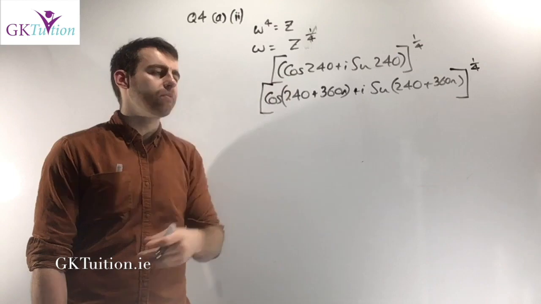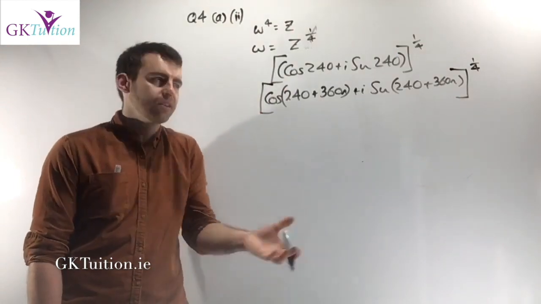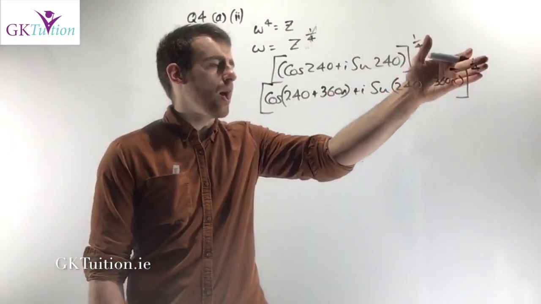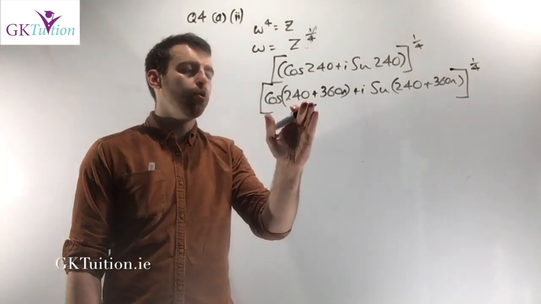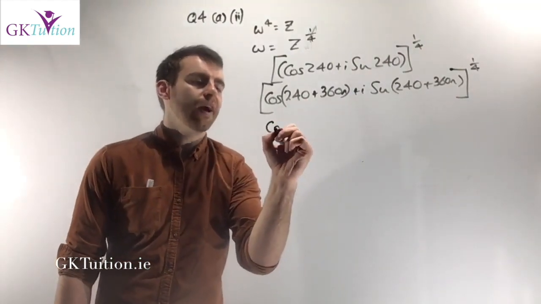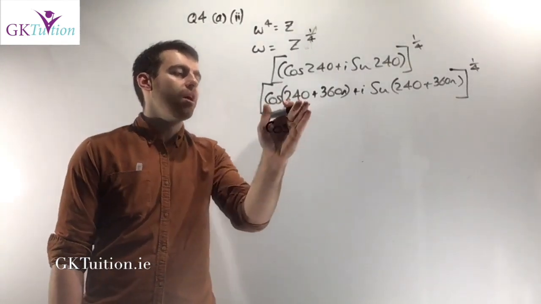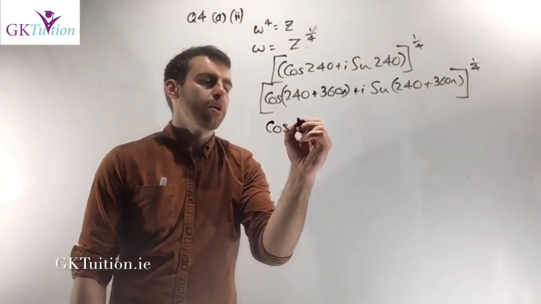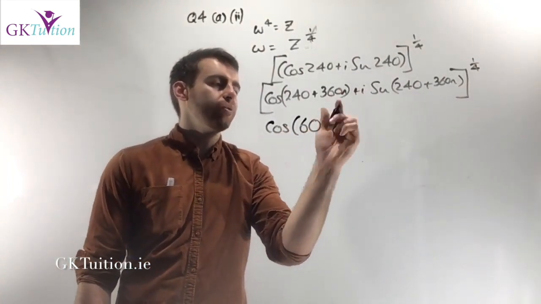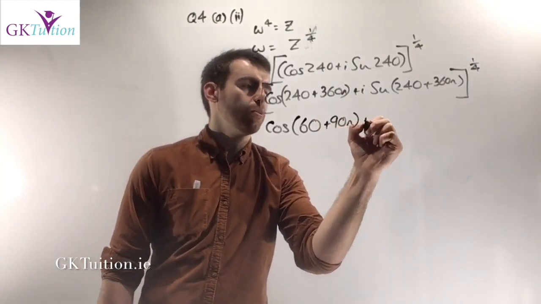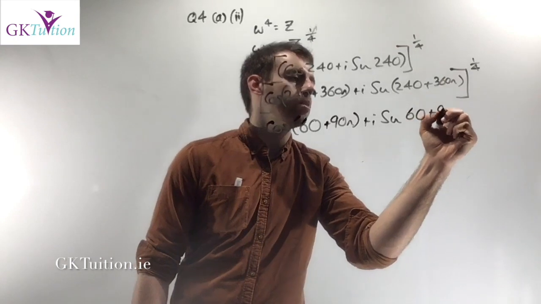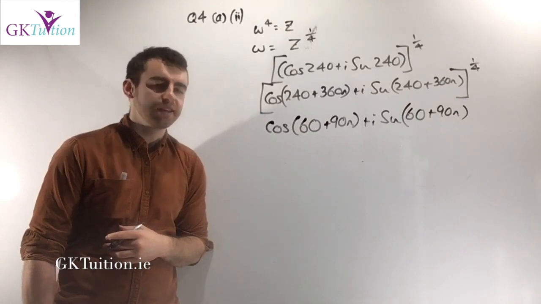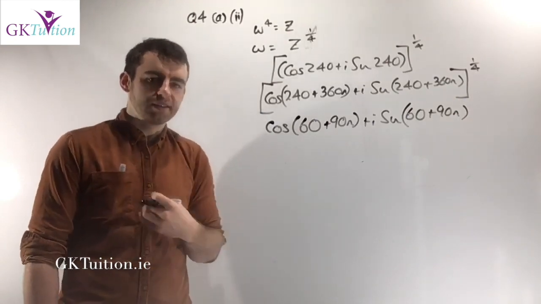Usually I would get my modulus to the power of a quarter, but the modulus is 1 and 1 to the power of anything is just 1, so I don't need to worry about it. If I'm using De Moivre's Theorem, I multiply the power by the angle. Multiplying by a quarter is the same as dividing by 4. So if I apply De Moivre's Theorem on this line, I'm multiplying the entire angle by a quarter, which is just like dividing by 4. So 240 will become 60 and 360n will become 90n. So I'm basically just dividing my angle by 4, and it becomes cos of 60 plus 90n plus i times the sine of 60 plus 90n. And at this stage, I'm ready to find my values.